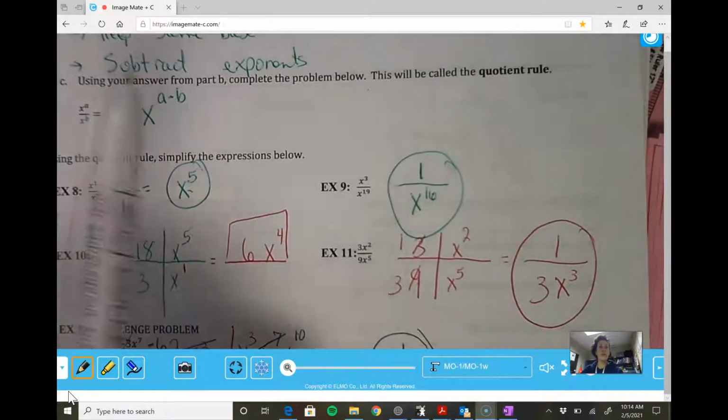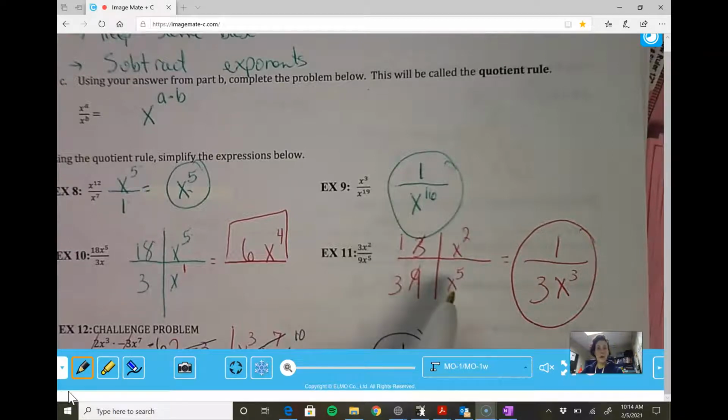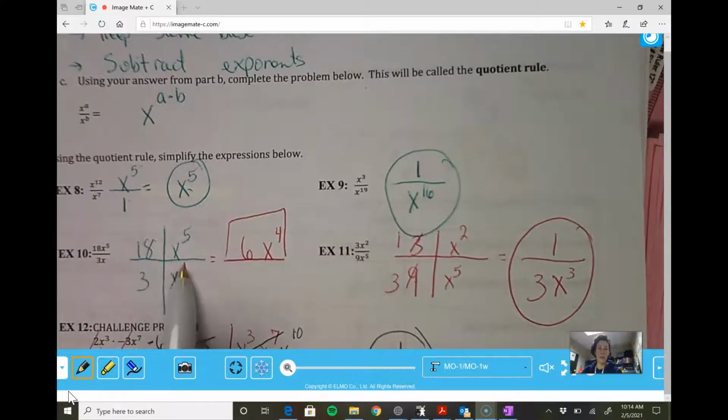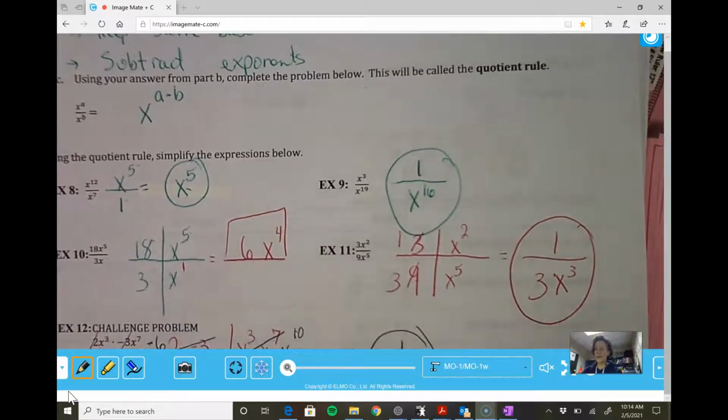Don't get confused with subtracting exponents, that you subtract their coefficients. These follow the basic math rules, a fraction that we would simplify: 18 divided by 3 is 6.